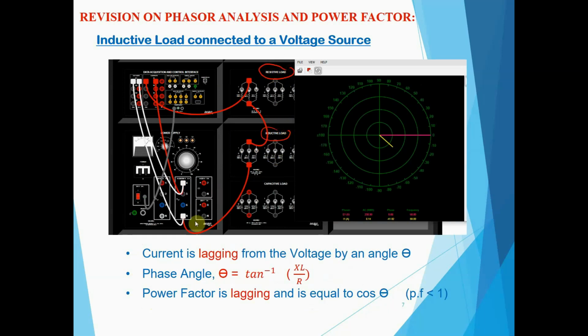and simulate the circuit, the current will be lagging, right? The power factor will be lagging. As you can see here, this is the current phase, this is the voltage phase. So in this combination, we can see this is lagging, right? The current is lagging the voltage by some angle, right?